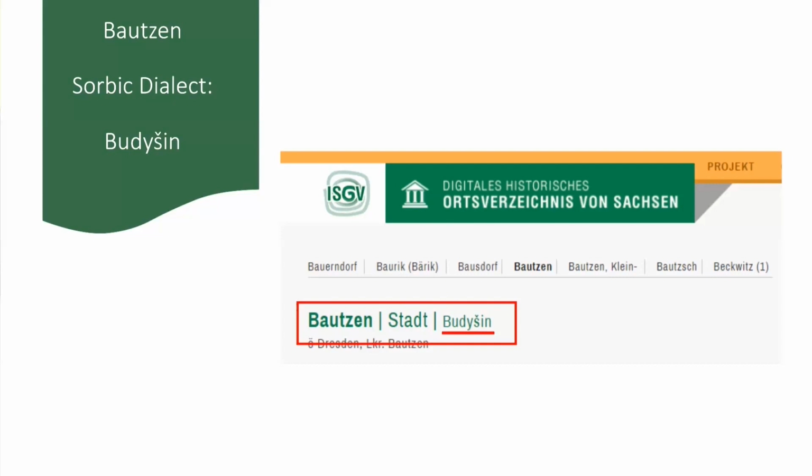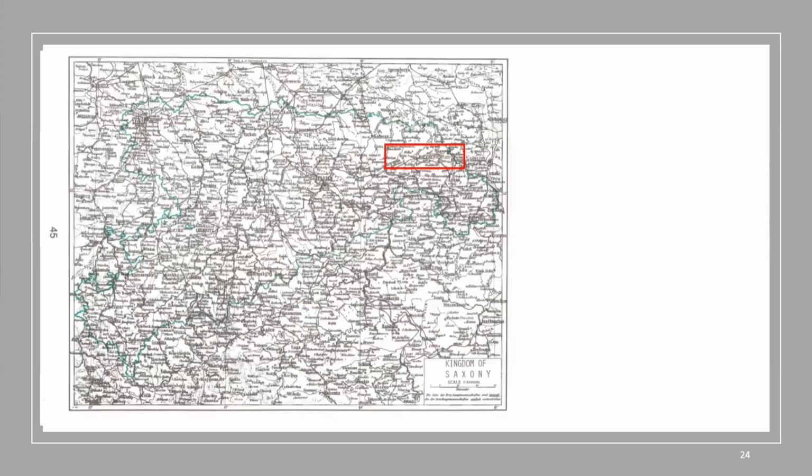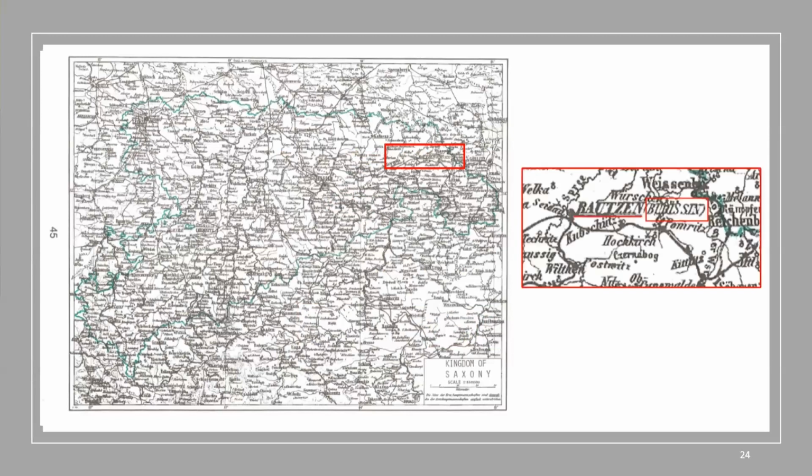In looking on the general map of the Kingdom of Saxony, as it existed in 1871, the city of Bautzen is shown outlined in red. This enlargement of the area shows the city of Bautzen is followed by the Slavic name of Budesen. This shows how older copies of maps can be very helpful in providing important information.